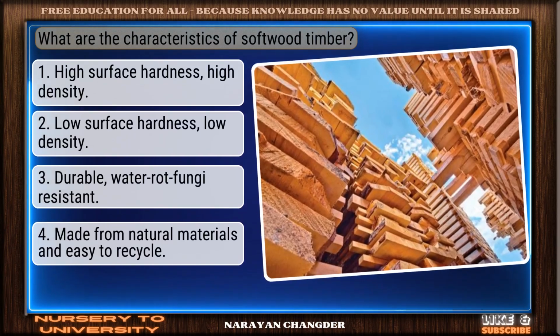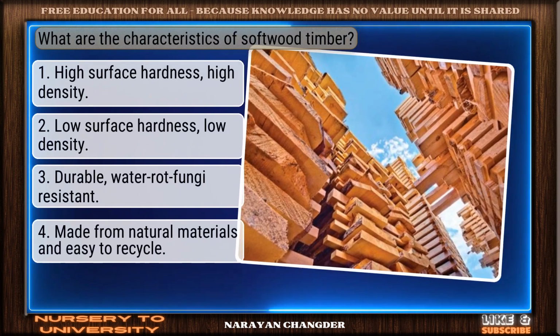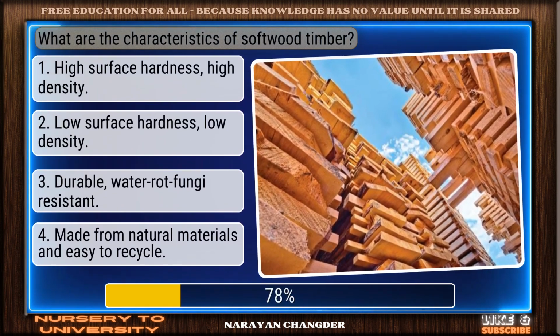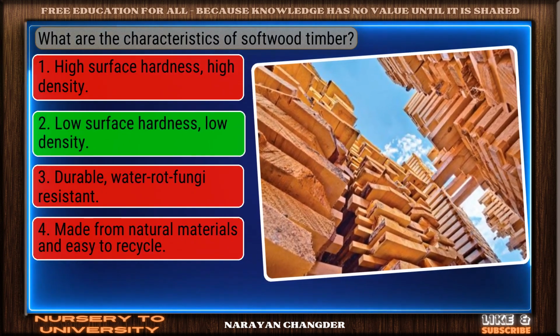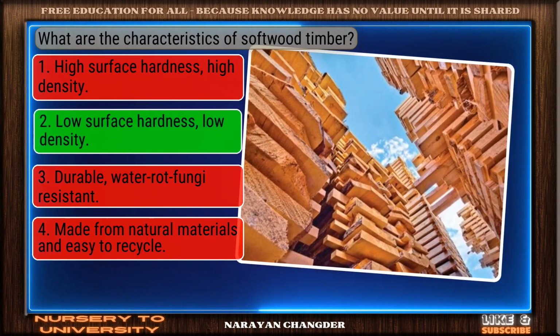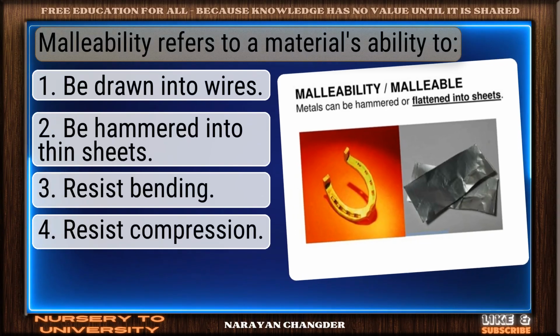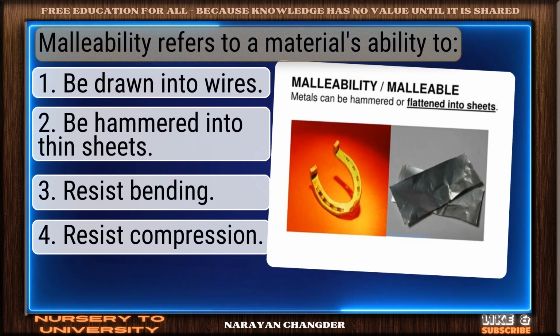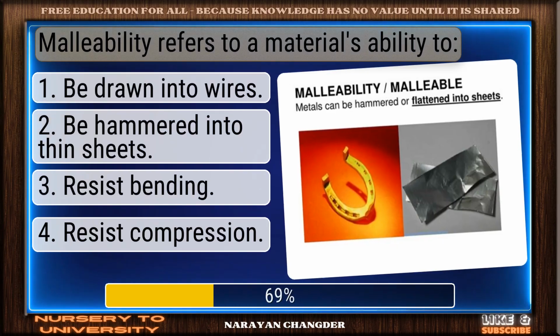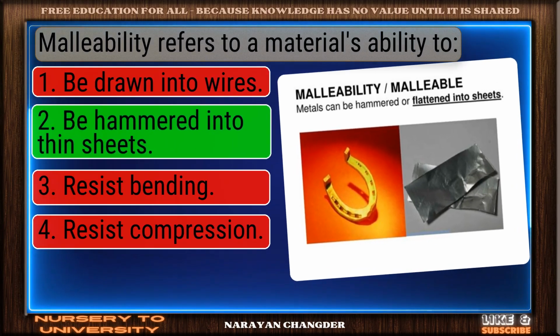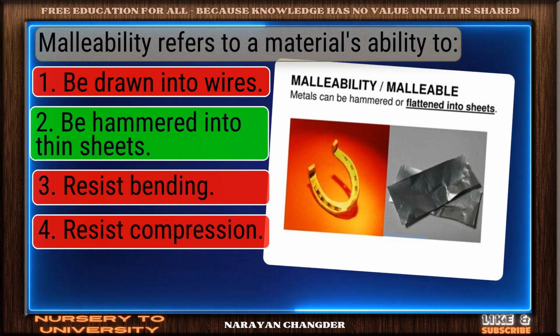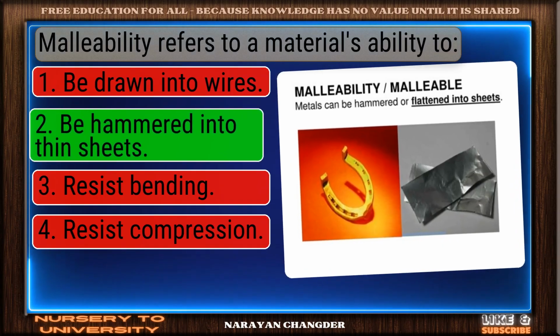What are the characteristics of softwood timber? You got it. Your choice low surface hardness, low density is right. Malleability refers to a material's ability to. Right again. Be hammered into thin sheets is a valid answer.